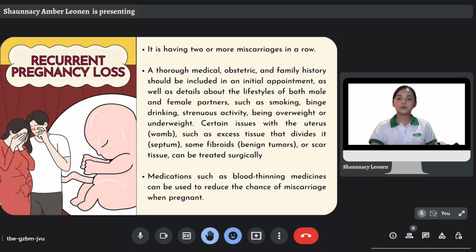Certain issues with the uterus, such as excess tissue that divides it, or septum, some fibroids or benign tumors, or scar tissues can be treated surgically. Low-dose aspirin and heparin may be used to treat women with autoimmune or clotting, or thrombophilia, issues. Medications, such as blood-thinning medicines, can be used to reduce the chance of miscarriage when pregnant.